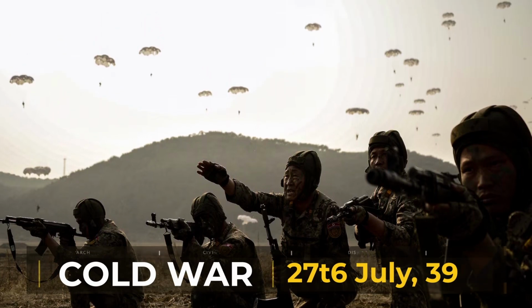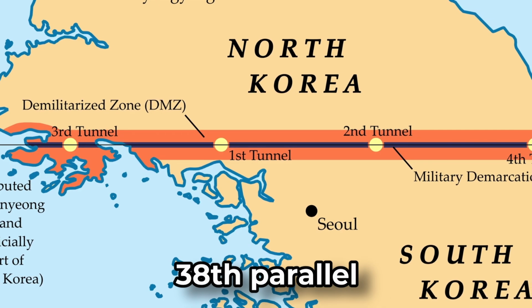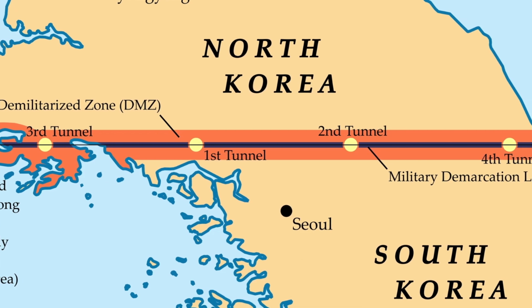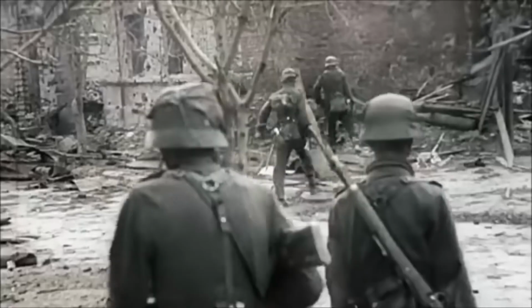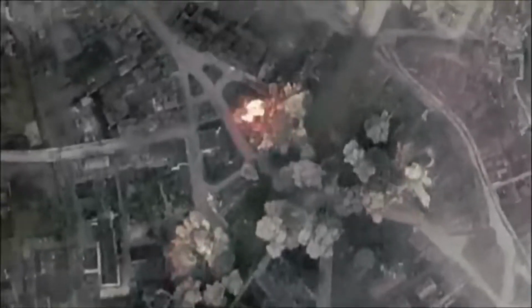signed on the 27th of July 1953, leaving Korea divided along the 38th parallel, a line of latitude that runs through East Asia, a division that remains to this day. The war demonstrated how Cold War tensions could escalate into full-scale military conflicts.